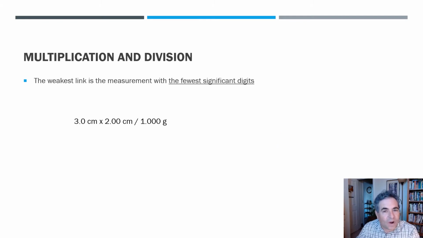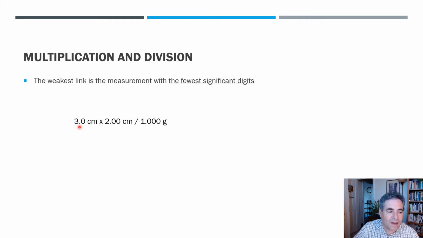So how do we know how many figures to round our final result off to? Like I said, we need to find the weakest link in the calculation. How do we do that? Well, it depends on what kind of operations we're doing in the calculation. When we're multiplying and dividing, your weakest link is going to be the measurement that has the fewest significant digits. So here is a place where we're going to use that skill that we just learned about counting significant digits in a measurement. We're going to count the significant digits in all of the measurements that we have, and we're going to take the lowest one.